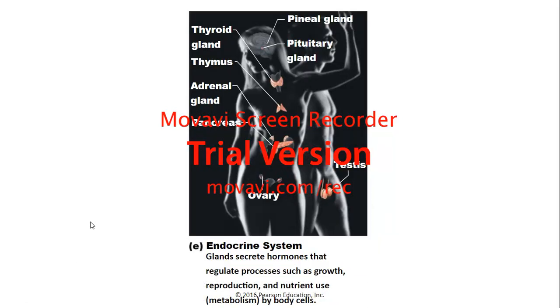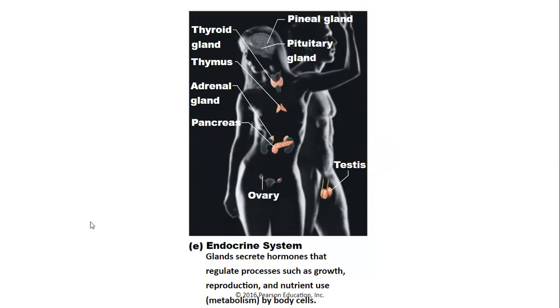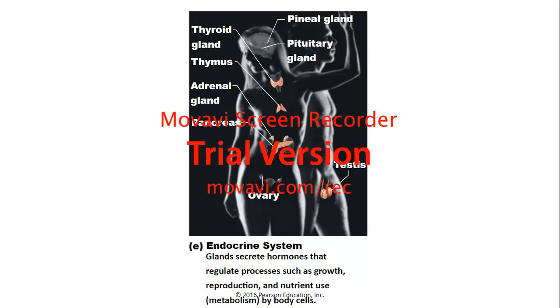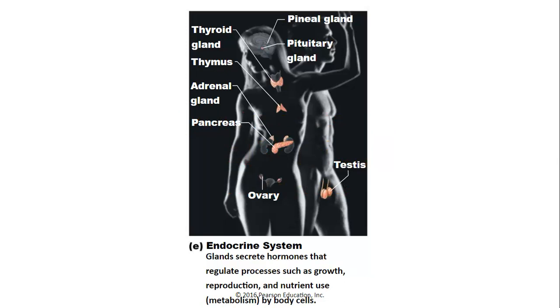All right, so the endocrine system, very, very important. The endocrine system works closely with the nervous system to regulate growth, reproduction, and metabolism. The thyroid gland, adrenal glands, pancreas, pineal gland, and pituitary gland.